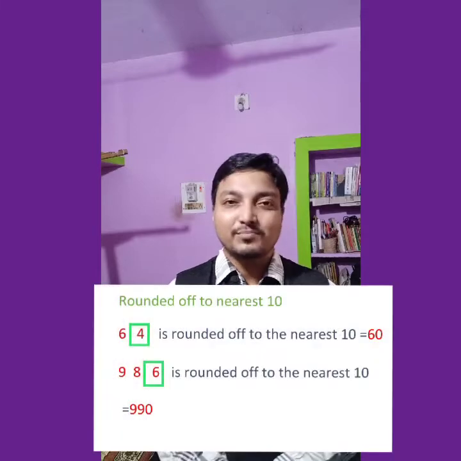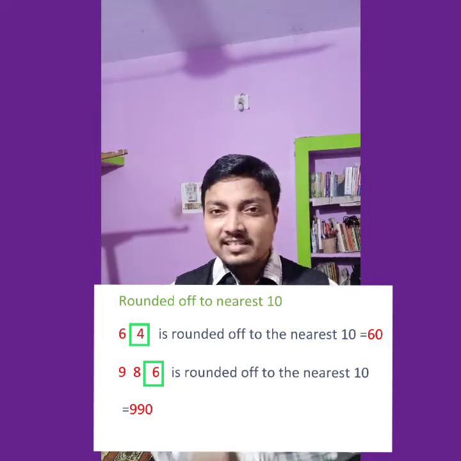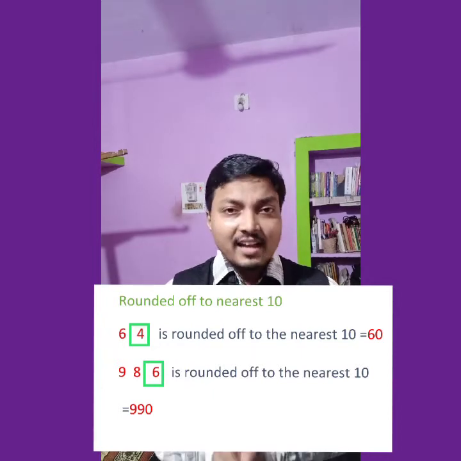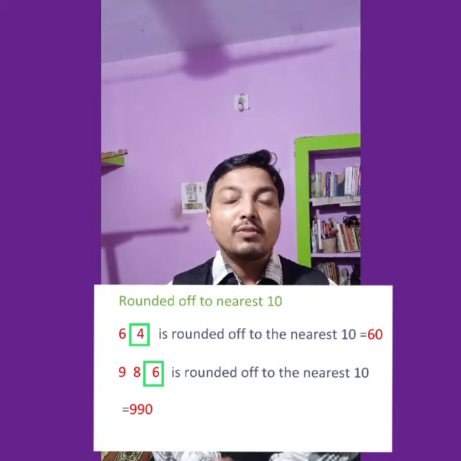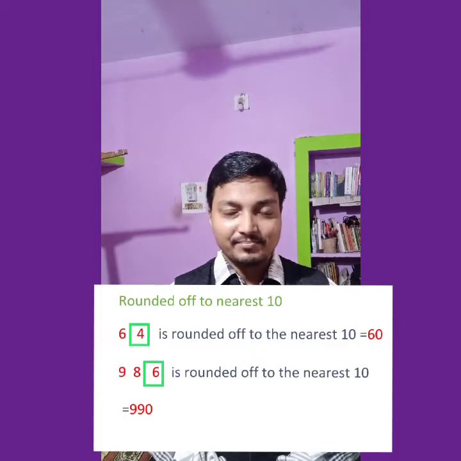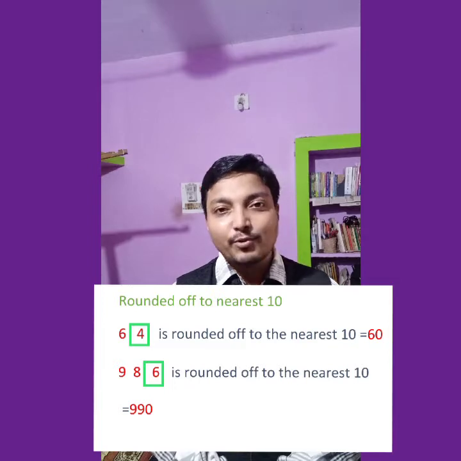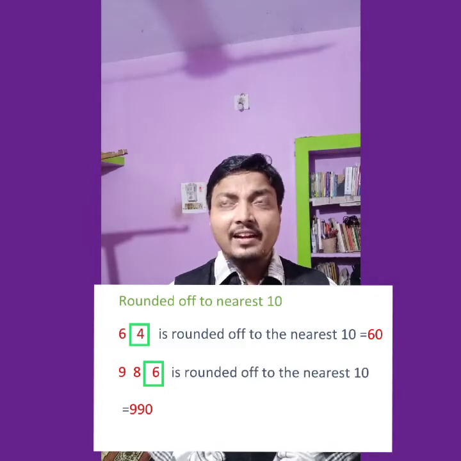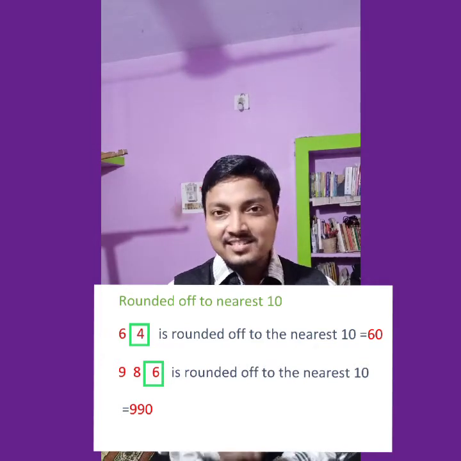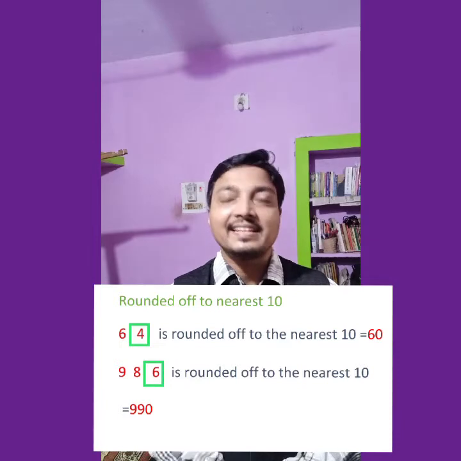Suppose one of the numbers is 64, and I am asking: can you estimate 64 to the nearest 10? Its real meaning is: between which tens does 64 lie? 64 lies between 60 and 70. From 60 it is a gap of 4, and from 70 it is a gap of 6. So which one is nearer? As 60 is nearer, the estimation of 64 to the nearest 10 is 60.